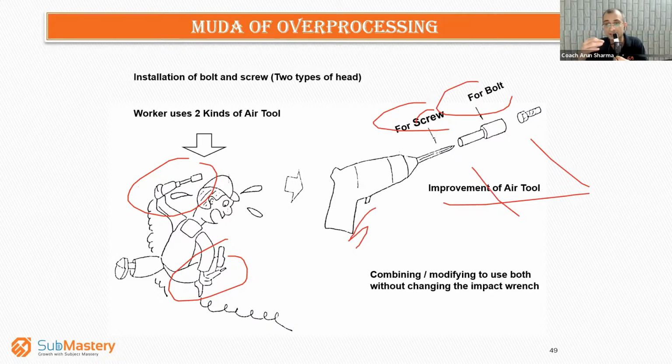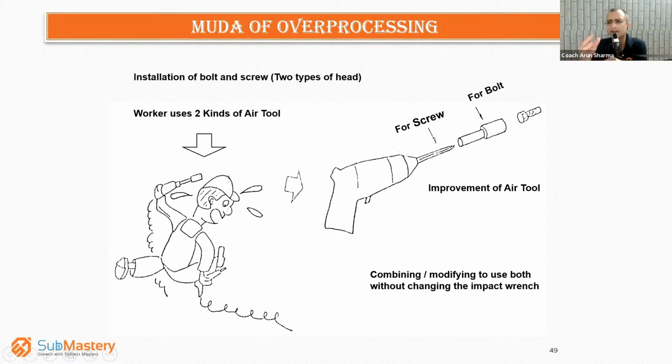So if something can be done within X amount of time, and it's taking Y amount of time, that's an example of overprocessing. Let's say some drill or some operation can be done in 15 seconds, and if you're taking more than that, 20-30 seconds, that's a waste. That's an example of overprocessing. The customer is not paying you for that. So in operation, there are so many activities which do not add value, right?